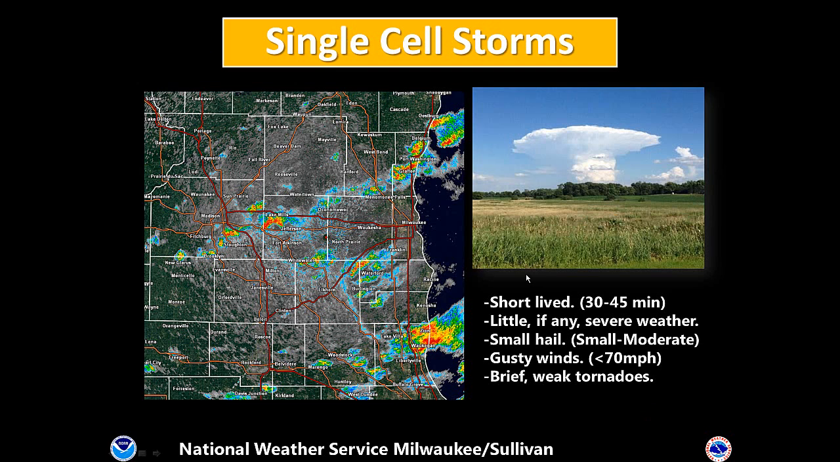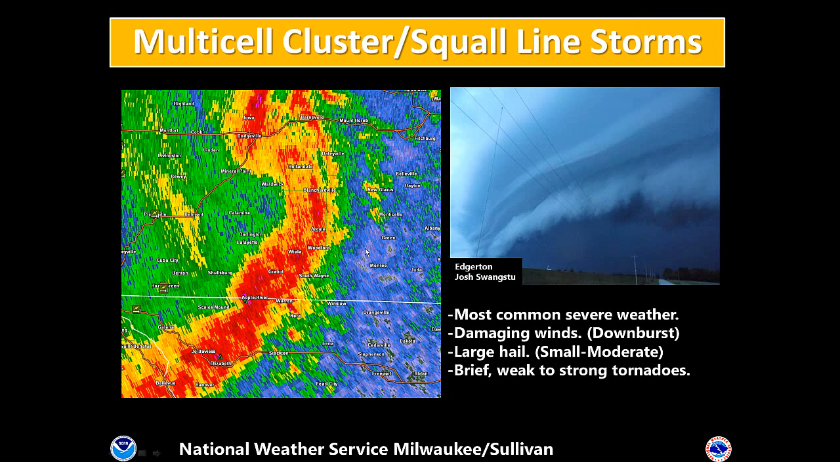The single cell storms are pretty short-lived. Typically we don't get a whole lot of severe weather with it, maybe some small hail and some gusty winds. There have been some times where we get some brief weak tornadoes, but they're very hard to warn on, and typically we won't, because we won't get the larger hail or winds from this type of setup.